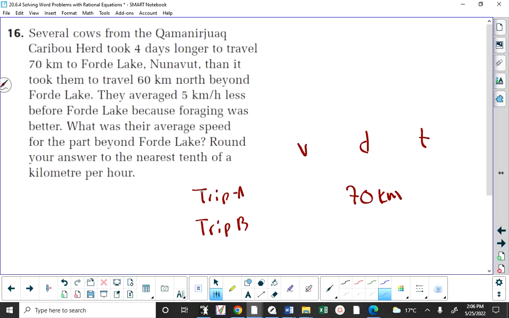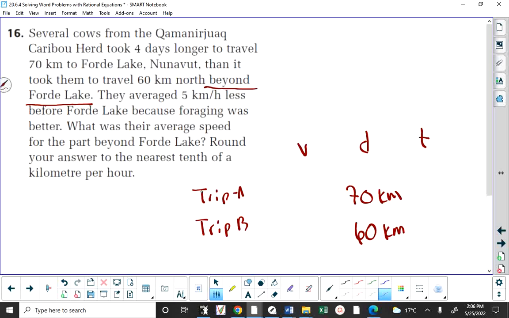Okay? And remember when we do these speed, distance, time problems that we always fill in one of the columns with numbers given in the question. It took 4 days longer than it took them to travel 60 kilometers. I don't care that it was beyond Ford Lake. It was the second part of the trip. They have the first part, which is going to Ford Lake, 70 kilometers. The second part, which is after Ford Lake, 60 kilometers.